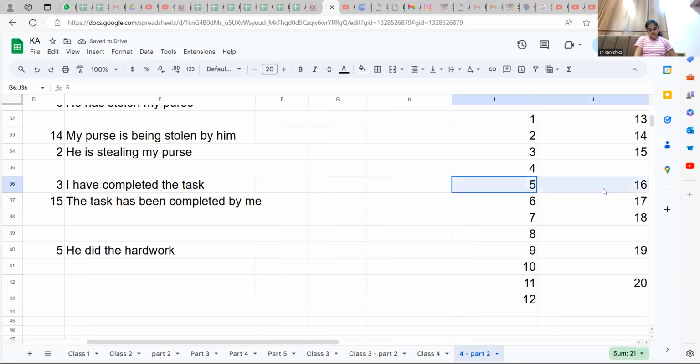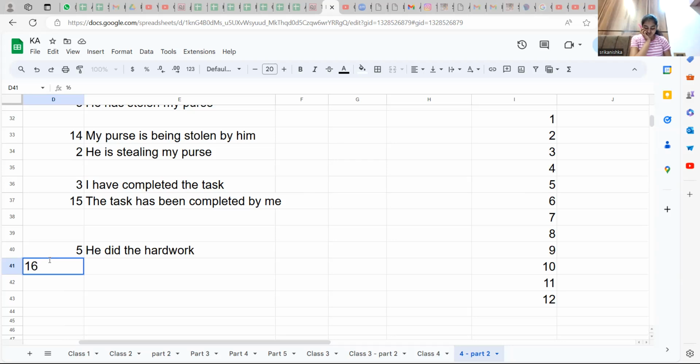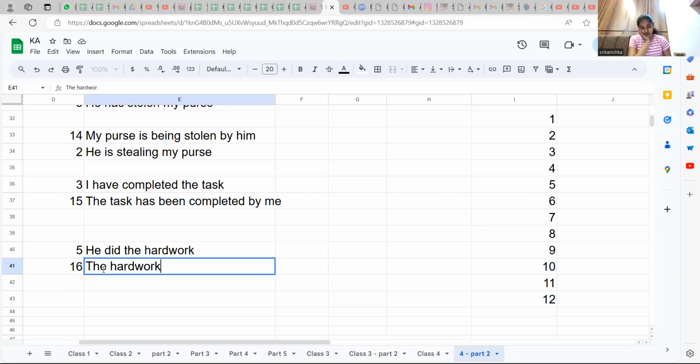Now tell me, 5 is going to convert into what? From the screen you can see. Easy, right? We know that. 16. Now give me this. That's all. It should be so easy here. The hard work was done by him. That's all it is.